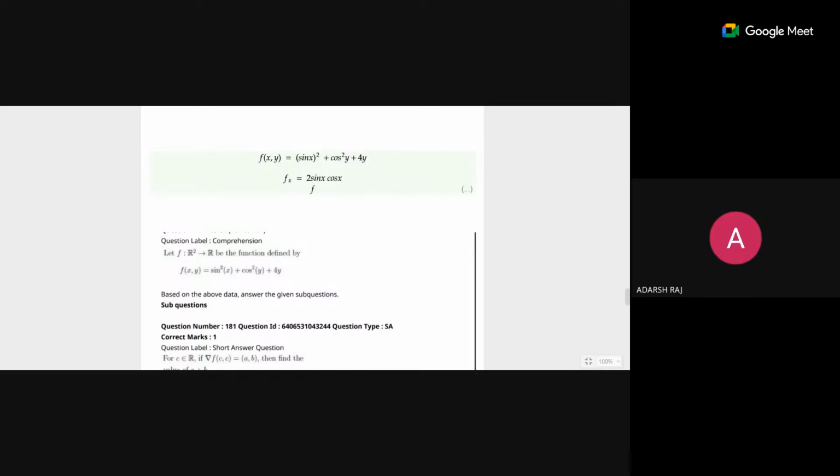And fy will be what? 2 cos y into minus sin y, plus 4. That is minus 2 sin y into cos y plus 4.